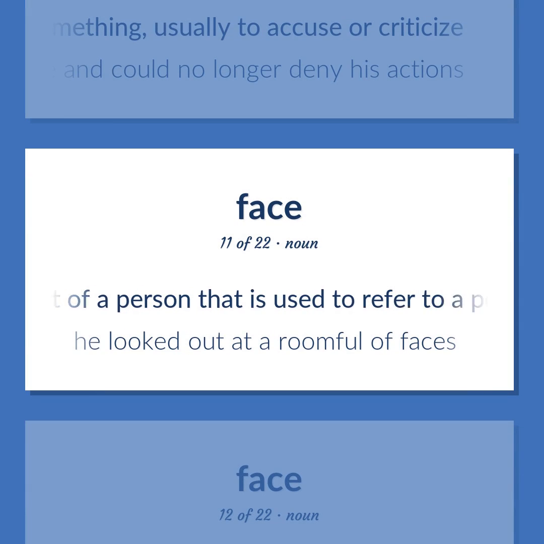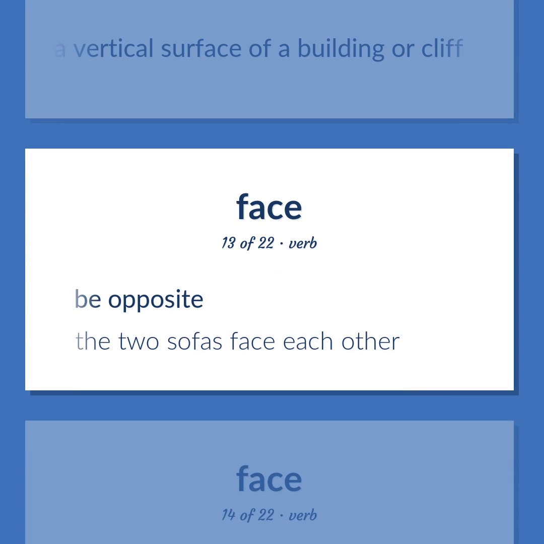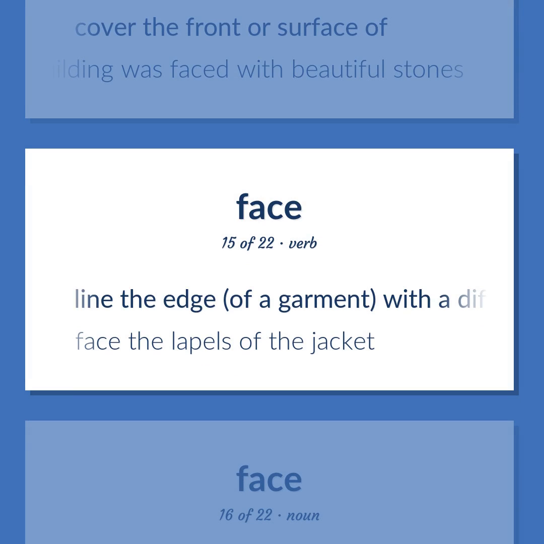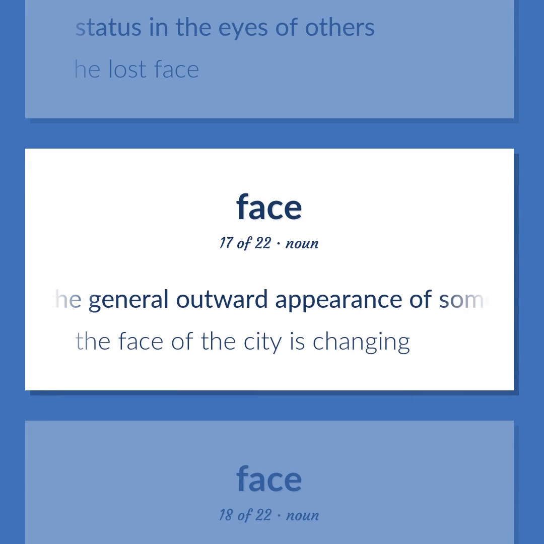A part of a person that is used to refer to a person. He looked out at a room full of faces. A vertical surface of a building or cliff. Be opposite. The two sofas face each other. Cover the front or surface of. The building was faced with beautiful stones. Line the edge of a garment with a different material. Face the lapels of the jacket. Status in the eyes of others. He lost face. The general outward appearance of something. The face of the city is changing.